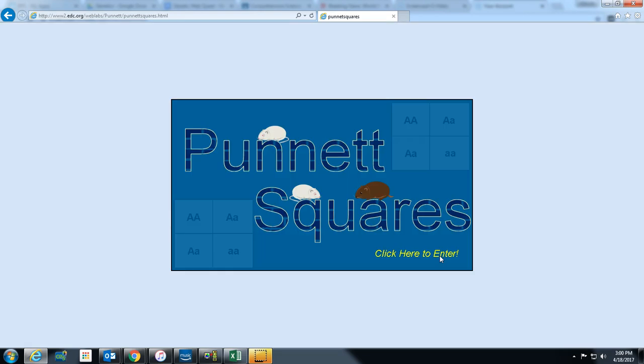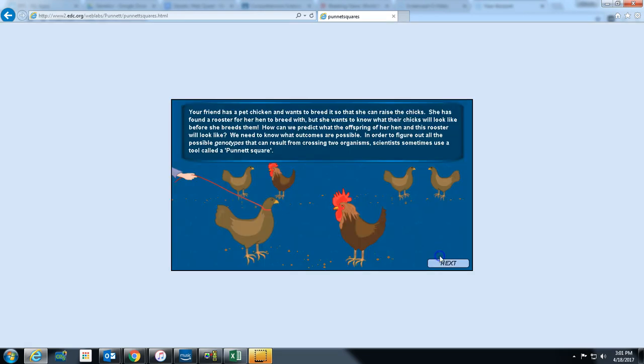Okay, we're going to do the next interactive game on Punnett squares. So let's go ahead and start. It says your friend has a pet chicken and wants to breed it so she can raise the chicks. She has found a rooster for her hen to breed with, but she wants to know what their chicks will look like before she breeds them. How can we predict what the offspring of her hen and this rooster will look like? We need to know what outcomes are possible.